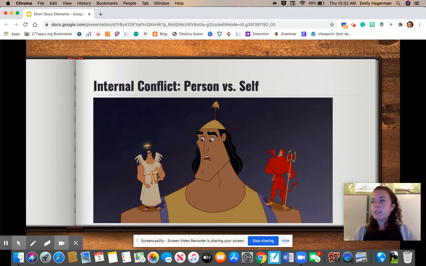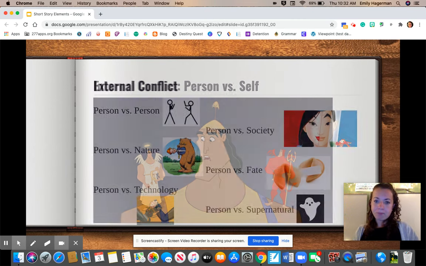Do I go steal this candy from the grocery store? Or do I be honest and pay for it? Or like kind of anything that's really going on in your head. Do I break up with this guy or not? Internal conflict is something that's really the main problem. The main conflict is going on inside the character's head.